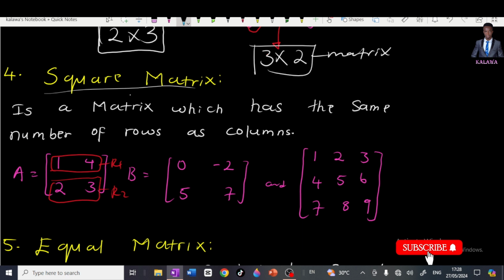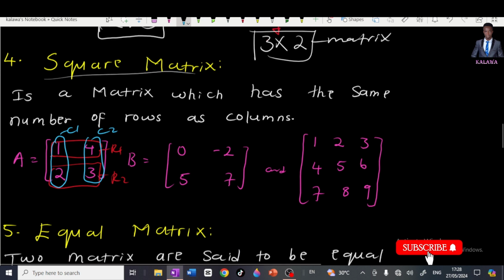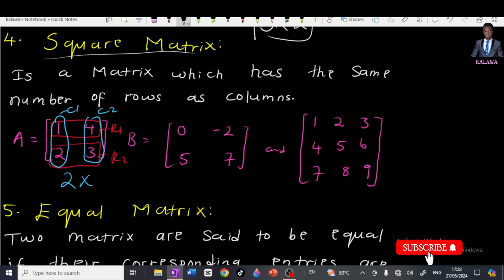How many columns can you see there also? We have 1 and 2, which is C1, and then 4 and 3, which is C2. So you can call this a square matrix because it has the same number of rows and columns. That is 2 by 2. In these 2 examples, figure it out and practice to see for yourself. This last one is a 3 by 3 matrix because it has 3 rows. Now you identify the rows and then identify the columns.